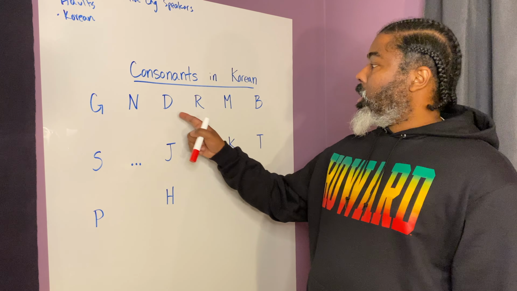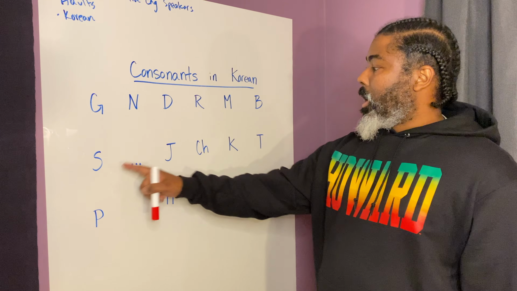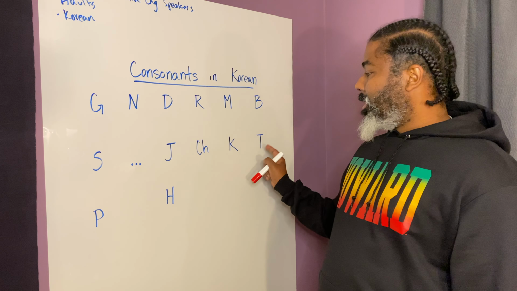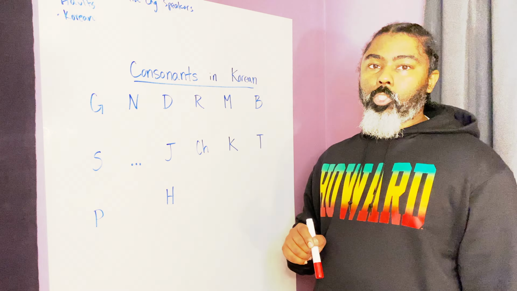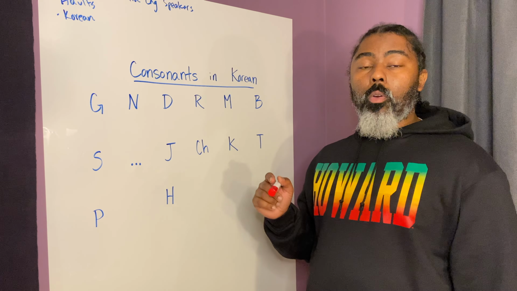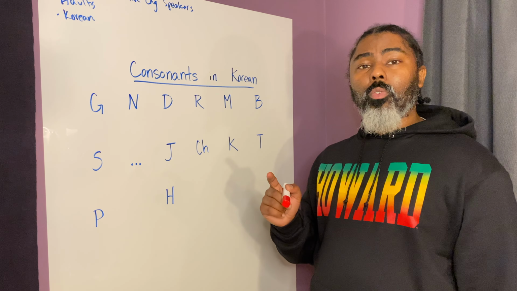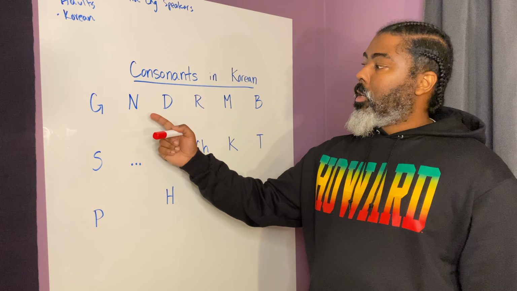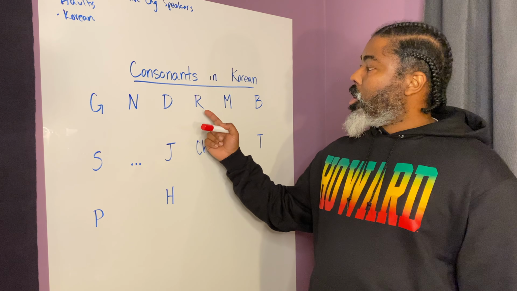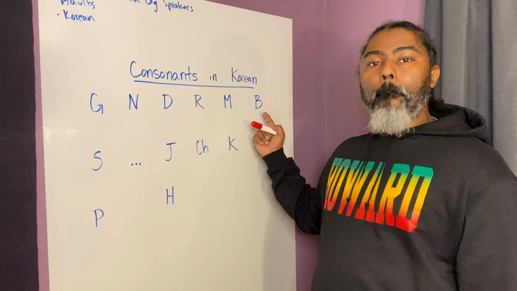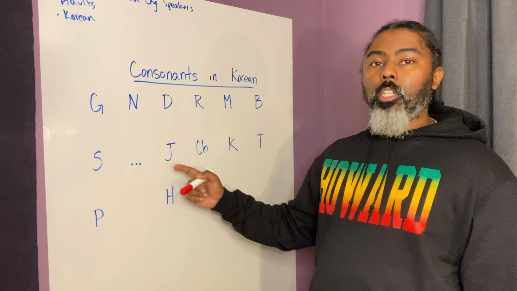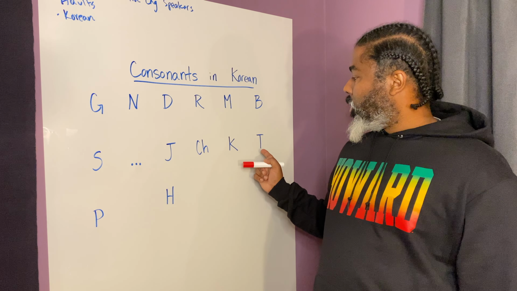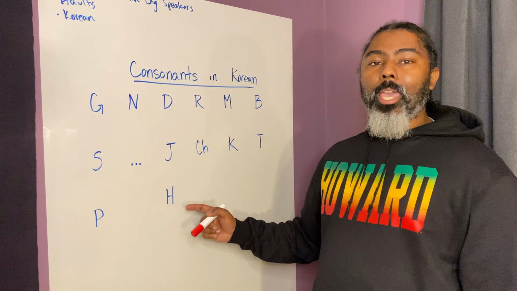G, N, D, R, M, B, S, J, CH, K, T, P, and H. As native English speakers, you know that each of these consonants has its own sound. Let's practice together. G, N, D, R, M, B, S, J, CH, K, T, P, and H.